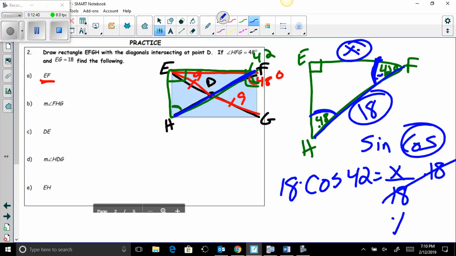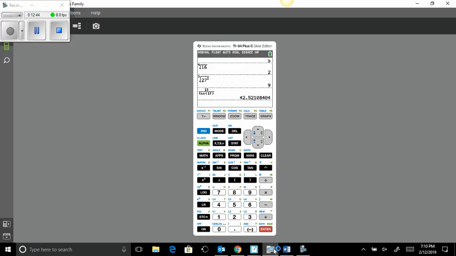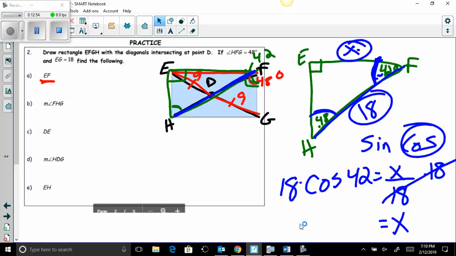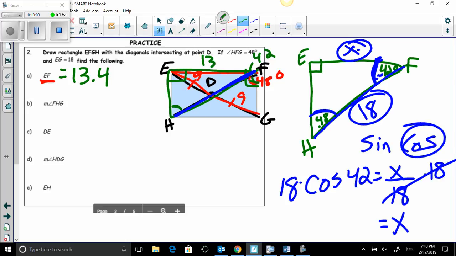If I go ahead and do that, 18 cosine of 42, make sure you're in degree mode. 18 cosine 42. And I get about 13.4, let's say, rounded to the nearest tenth. So I get 13.4 for this. So I know that this side is 13.4. Well, then wouldn't this side HG right here have to be 13.4?